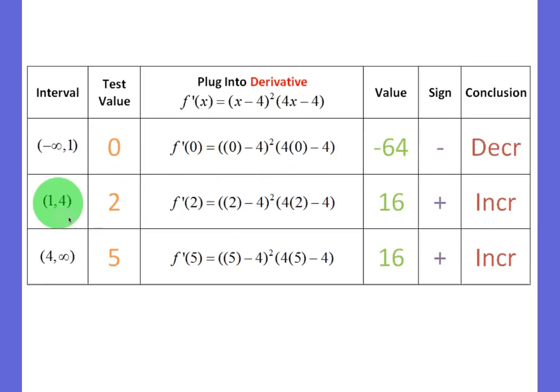Between 1 and 4, we're going to plug in 2. We're going to get positive 16 back, so it's going to be increasing on this interval 1 to 4. And from 4 to infinity, we're going to plug in 5. We're also going to get positive 16 back, which is kind of weird. But at any rate, that's a positive number. So even from 4 to infinity, it's going to continue to increase. You can see here that there's no change in direction, so there will be no relative min or max here. There will be a possible one from here to there since it goes from decreasing to increasing.